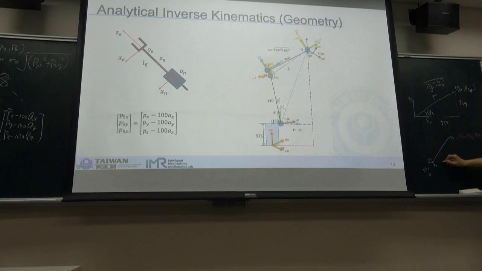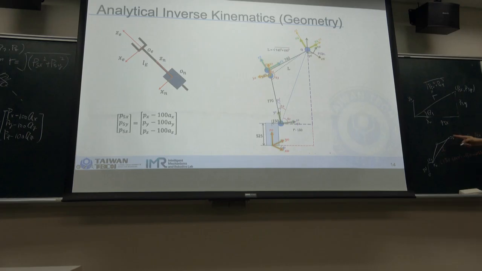So this point is 150 times cosine theta 1, and 150 times sine theta 1, and 525. So if we find the distance between these two, we can get the length of L. And this is the length of L, and this is link 2 and link 3. So it will form a triangle.